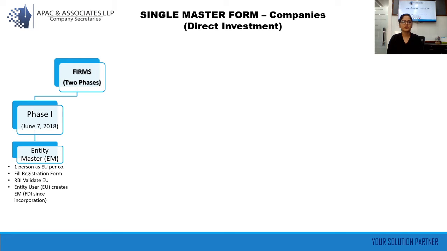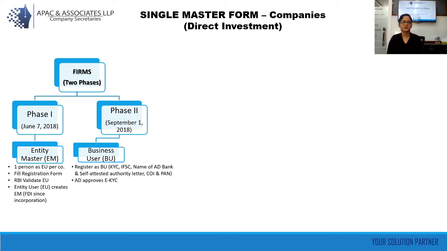Phase 2 is related to reporting transactions in the Single Master Form. The first part of reporting is business user registration. The applicant reporting for the transaction at FIRMS is required to register itself as a business user. Here I would like to mention that entity user registration cannot be used to report current transactions.